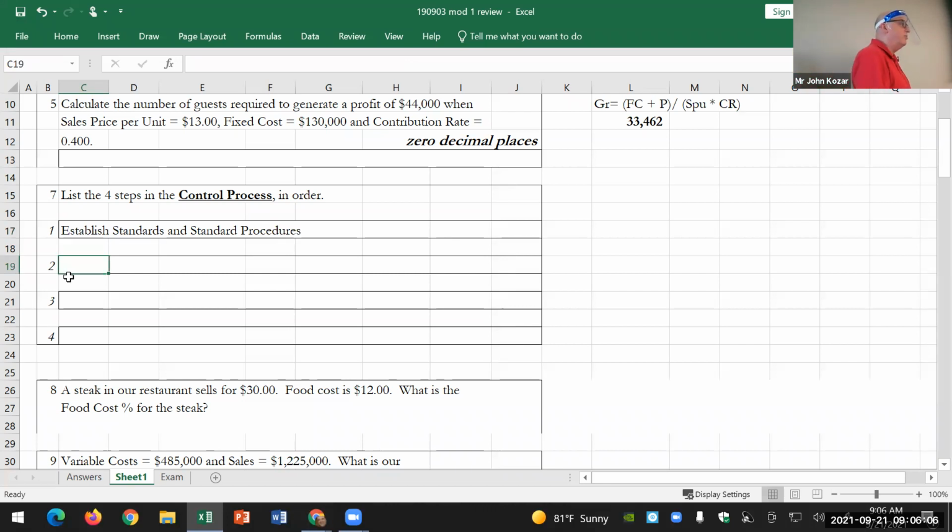Okay, does that sound familiar? Establish standards and standard procedures. Okay, for everything that you do in your business, you're going to have a standard or a procedure. You have a recipe for every dish that you put out. For every cocktail that you make, you'll have a recipe. Okay, once you have those standards and procedures established, then what do you do? Train your employees? That's what I heard.